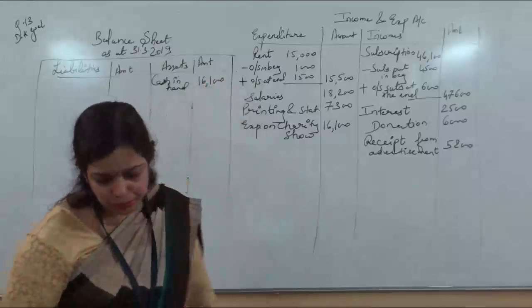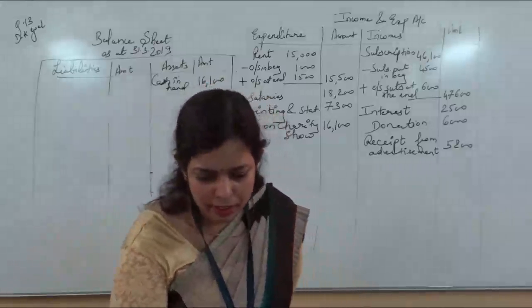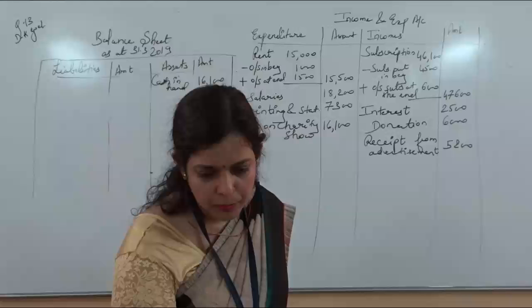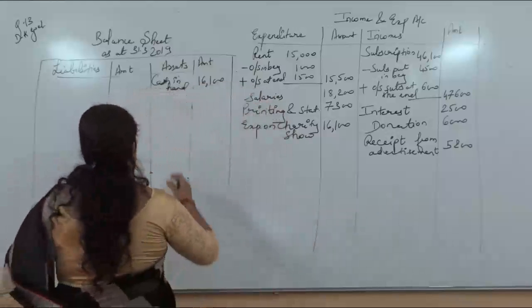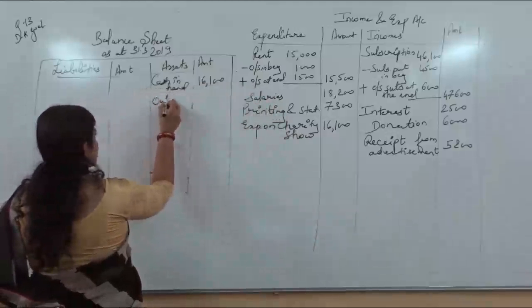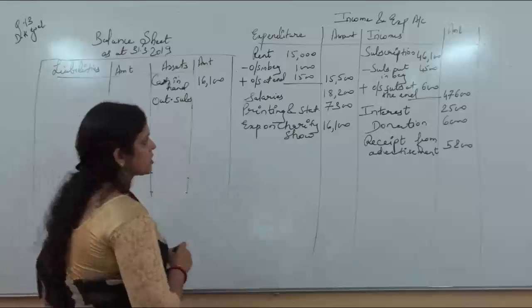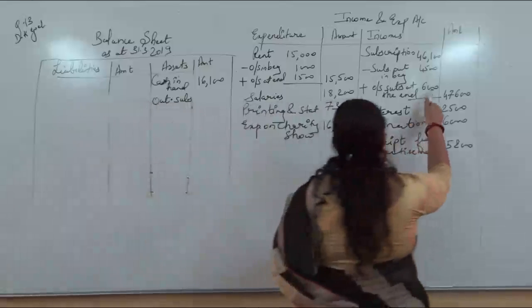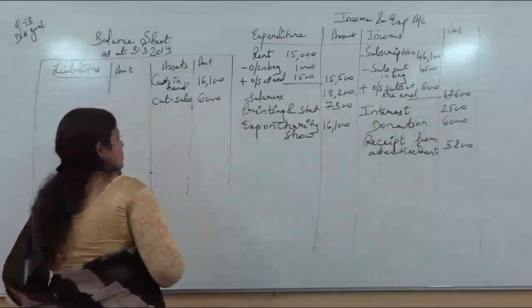Then take the remaining items which will come here in the balance sheet. Outstanding subscription for the current year, how much is it? Outstanding subscription, you can see from the question, which is related to the current year. This one 6,000 is still pending, it will be received.